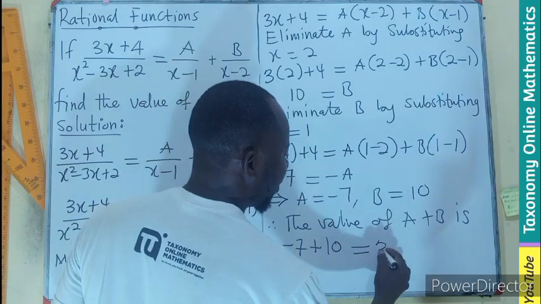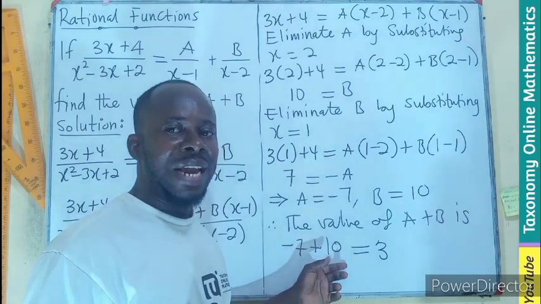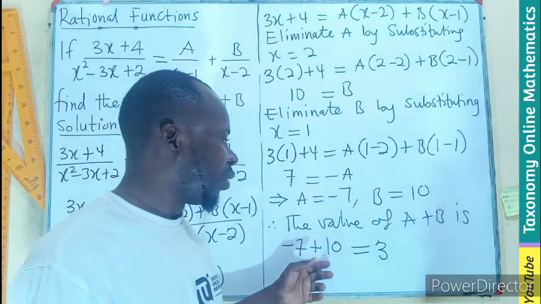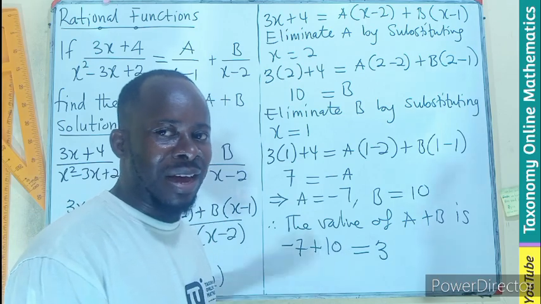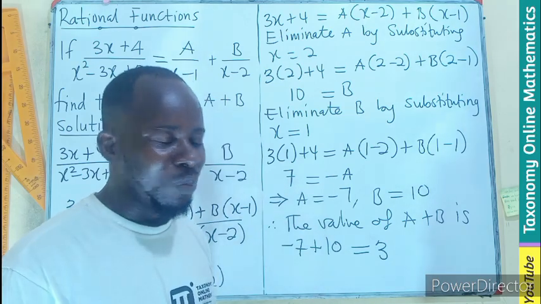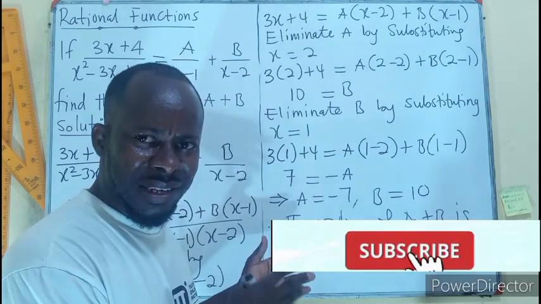So therefore, the value of a plus b is now going to be a is minus 7, b is 10, and that will give us 3. You know, negative 7 is less than 10, so we perform the subtraction to give you 3. We can also check how we add integers from my playlist on YouTube, on integers, and that will be good. I guess this is also clear.